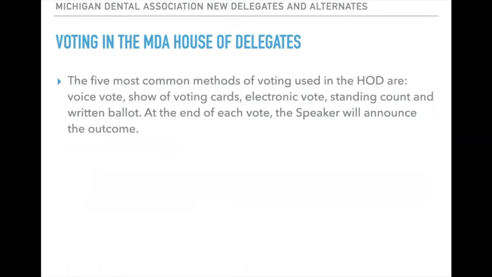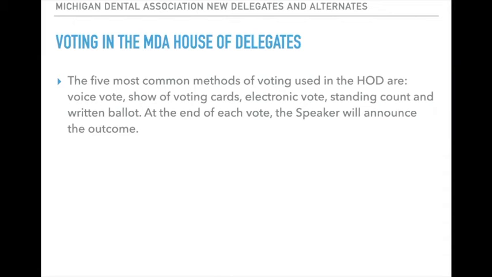Now, in most Houses of Delegates, we have five common ways to vote: voice vote, showing of voting cards, electronic vote, standing count, and a written ballot. At the end of each vote, the speaker will announce the outcome. But with 102 plus everyone else who's there, it's hard to have you all raise voting cards from home on your cameras so I can see them. The voice vote would take forever. A standing count would usually have tellers go through to count, but that's not going to happen. Nor can we have written ballots all sent in.